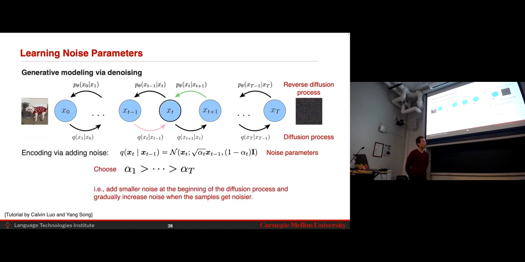And just a little bit of a heuristic, people find that for each of the noise parameters that you add, ideally you want to add smaller noise at the beginning of a diffusion process, and you want to add larger amounts of noise toward the end of a diffusion process. Right. At the beginning, let the model just add a little bit of noise to the original image. By the end, you're already basically noise. It doesn't matter how much noise you add.